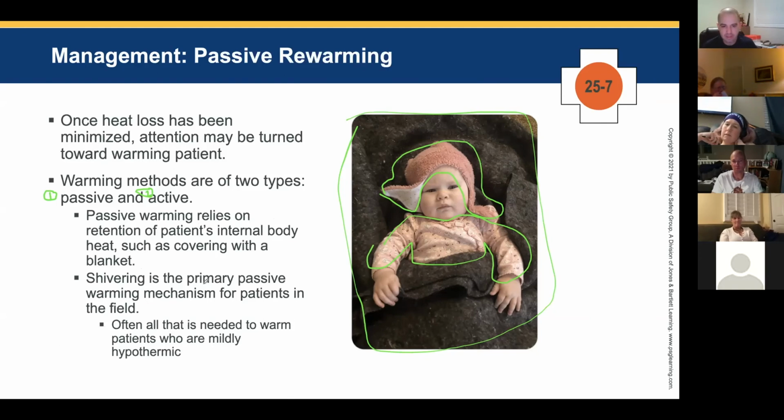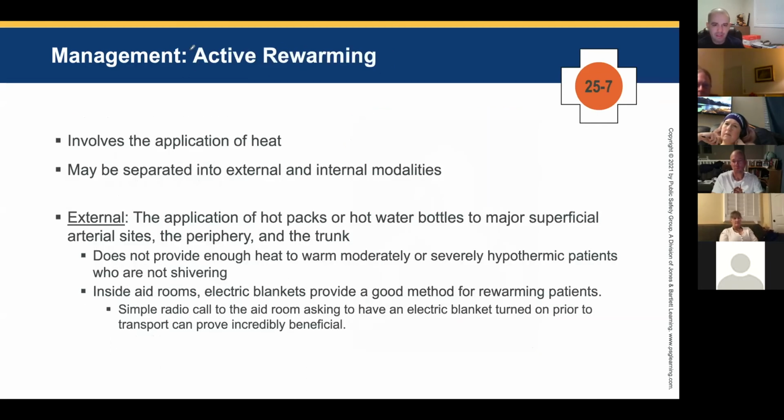And shivering is the primary passive warming mechanism for patients in the field. Oftentimes, that's all that's needed to warm patients who are mildly hypothermic. Now, we may have to get into active rewarming. When we talk about active rewarming, we are doing something to rewarm them a little bit more than putting on blankets. And this basically involves the application of heat.